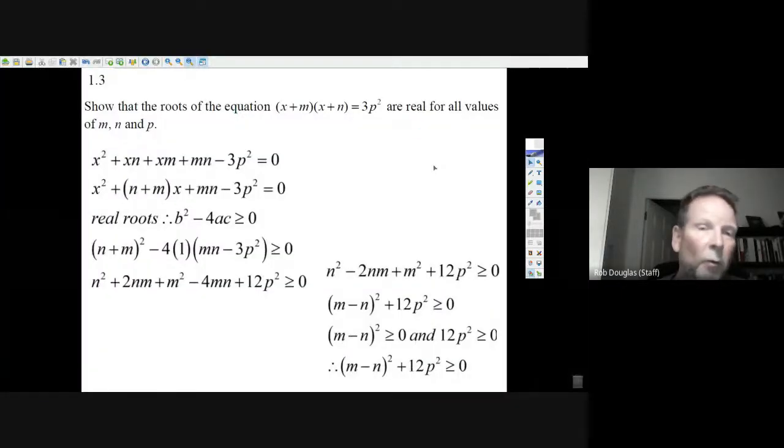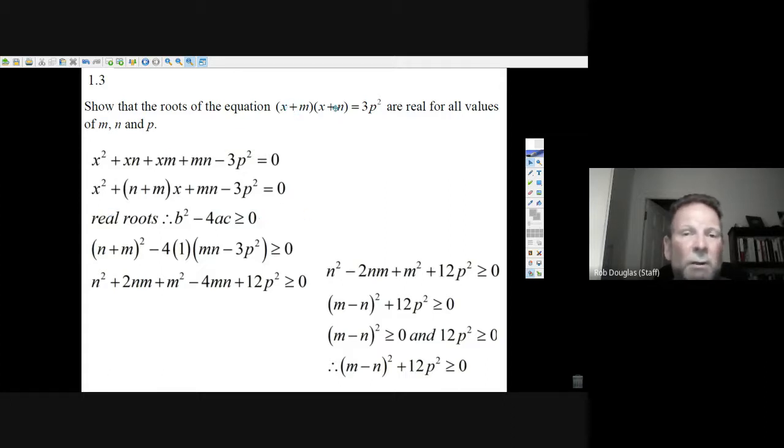Okay, this is question 1.3 of the Eastern Cape paper 1 2020 paper. Now, this one's a little bit tricky, but if you follow these things and you know the basic ideas: whenever they say show that the roots of an equation are real, it's always b squared minus 4ac. So for real roots, b squared minus 4ac in a quadratic equation is always greater than or equal to 0. That's a key to working this out.